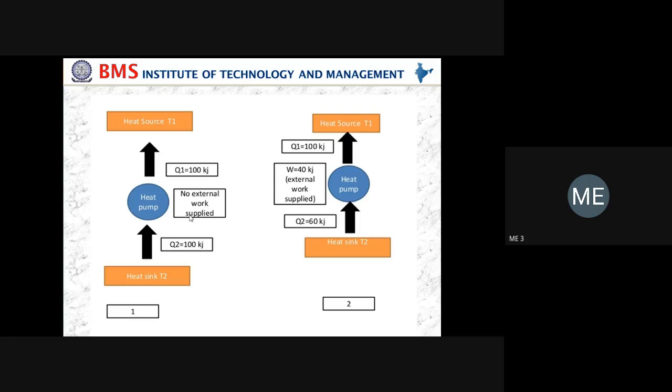So in order to get a COP greater than 1, look at the second diagram. In the second diagram, Q1 is 100 kilojoules.